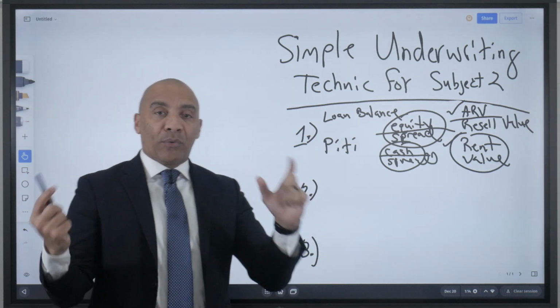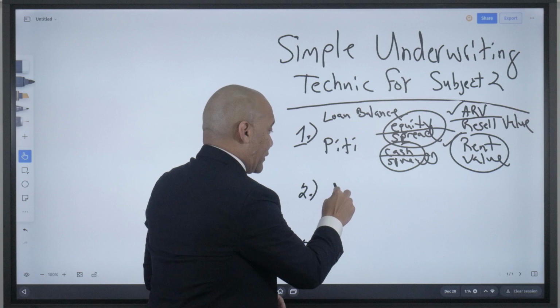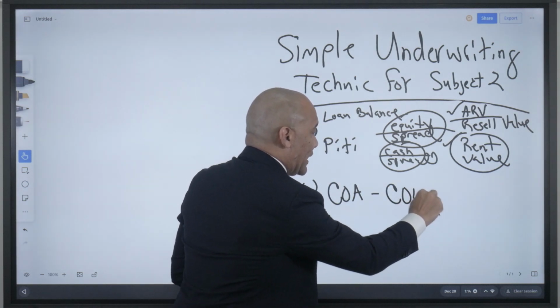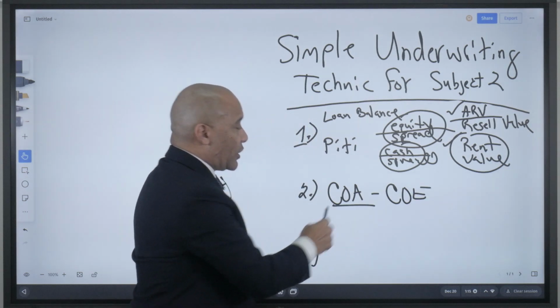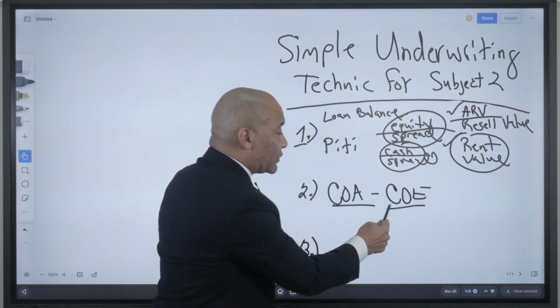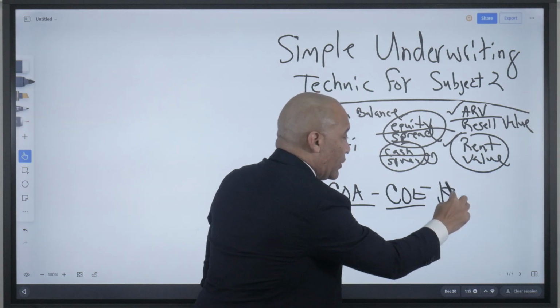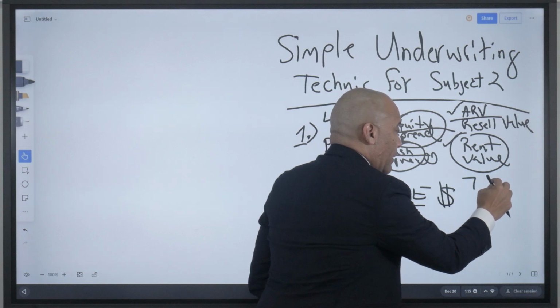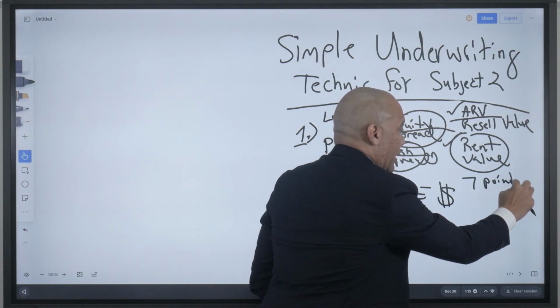Now, secondly, what do you want to look at? You want to look at the COA. Some people refer to it as the COE. This is an abbreviation of cost of acquisition or cost of entry. So I want to determine what is the total cost of entry. And there are about 7 points that are going to help you determine that.